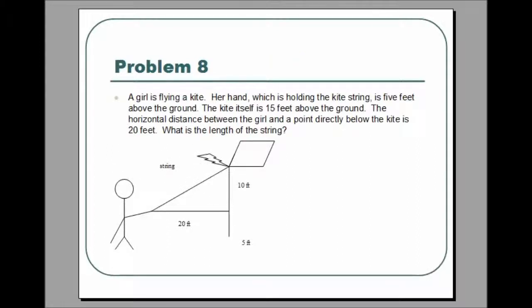Here's problem 8, and it's a bit challenging. A girl is flying a kite. Her hand, which is holding the kite string, is 5 feet above the ground. The kite itself is 15 feet above the ground. The horizontal distance between the girl and a point directly below the kite is 20 feet. What is the length of the string? Examine the diagram carefully before you attempt a solution.